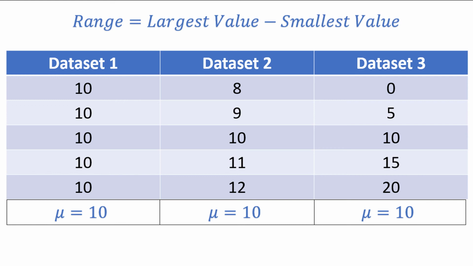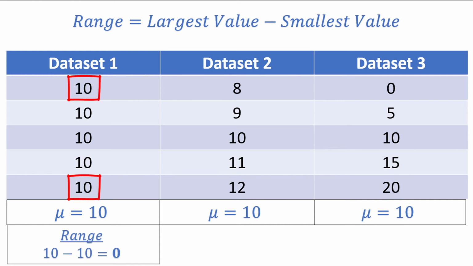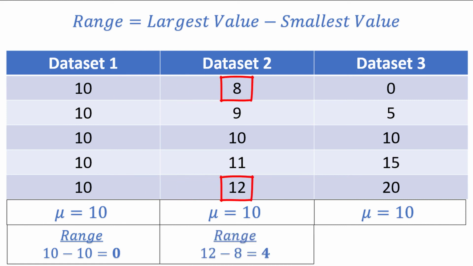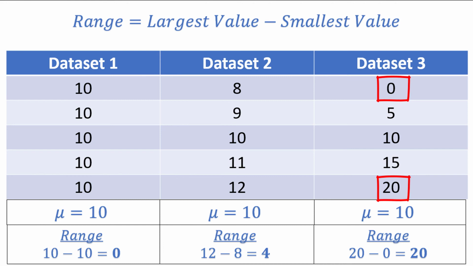So the range of dataset 1 is the largest value 10 minus the smallest value, also 10, which is equal to 0. For dataset 2, we have 12 minus 8, which is 4, and for dataset 3, we have 20 minus 0, which is 20.